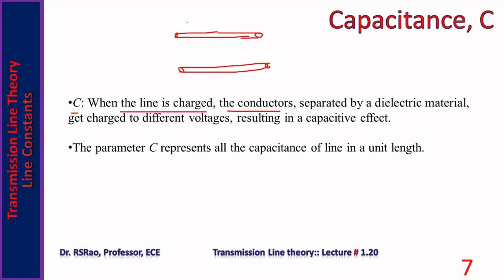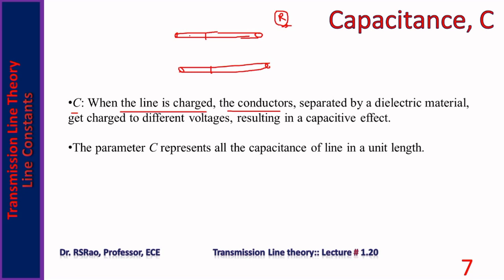So what is the resistance per unit length of the line? That is R. In this R, what we have is the resistance of conductor 1 per unit length plus the resistance of conductor 2 per unit length. These two resistances, when you add, you will be getting capital R, the resistance of the line per unit length, primary constant R.